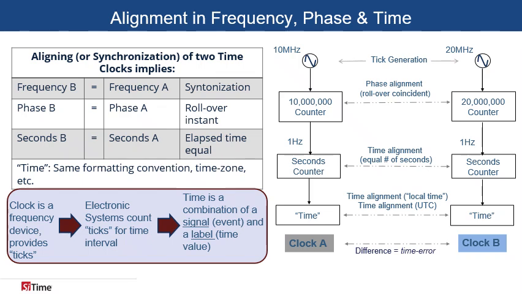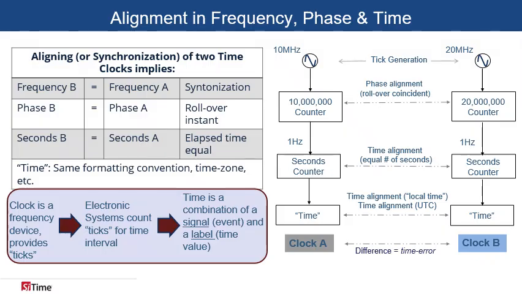So when we have two clocks, we can consider whether they are quote unquote equal, and the notion of equality or alignment or synchronization of two time clocks implies that they are equal in frequency, phase, and time. So what do we mean by alignment in frequency? I've done this by taking two clocks. At the base level, you have the tick generation. If the tick generation is the same rate, they are aligned in frequency, and this is known as synchronization. They are phase aligned if the edges align up.